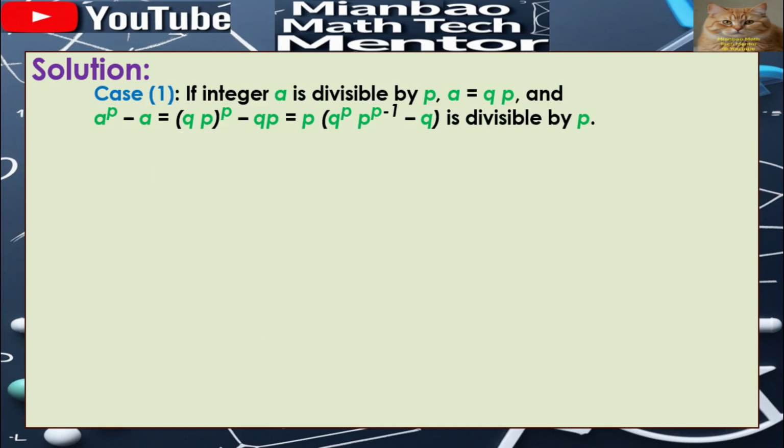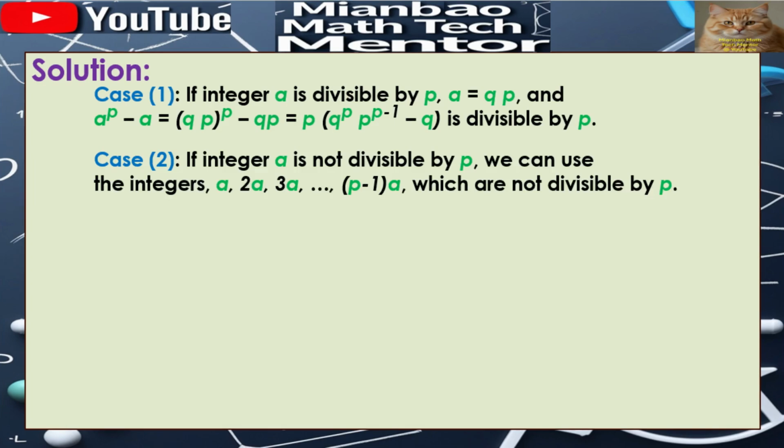Case 1 is that integer a is divisible by p. Then, a equals q times p. a to the power of p minus a equals (qp) to the power of p minus qp. It equals p times (q to the p times p to the p minus 1, minus q). Thus, it is divisible by p.